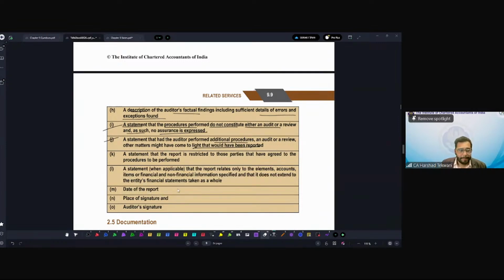So a statement to that effect, a statement that the report only relates to the elements, accounts, or items of financial statement or non-financial information which is specified in that particular report and does not extend to anything else. Then you have a date, place, and auditor's signature. So this is how the minimum content should look.